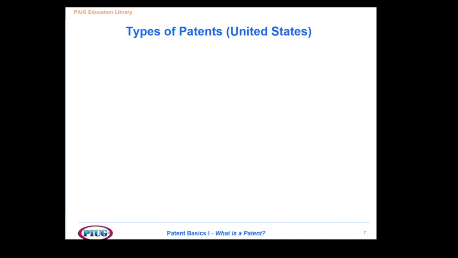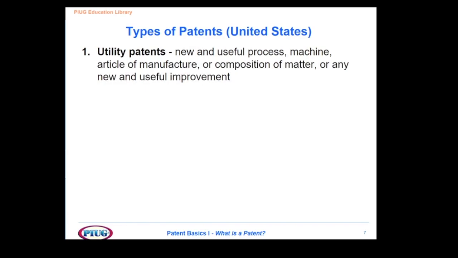In the United States, there are three types of patents. Utility patents are the most common type and build on the language already discussed in 35 U.S.C. 101 and may be granted to anyone who invents or discovers any new and useful process, machine, article of manufacture, or composition of matter, or any new and useful improvement.